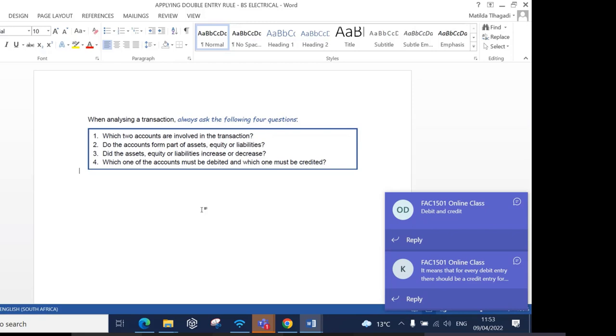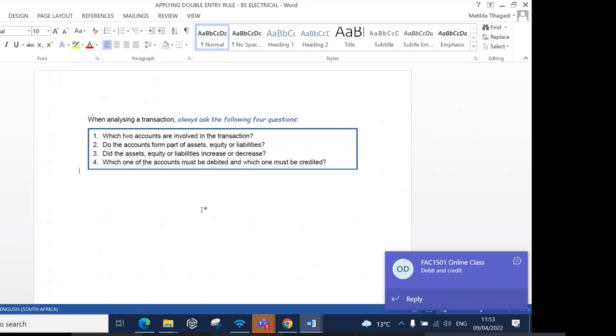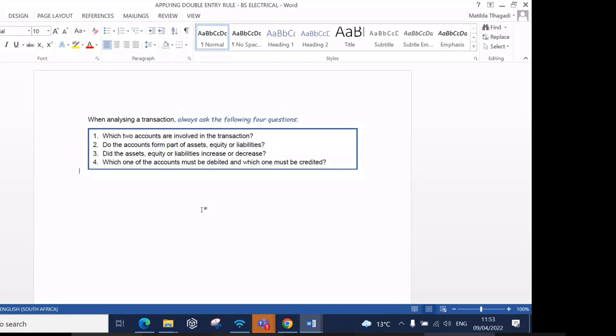For every debit, there should be a credit entry. So at the moment, I want us to apply that using those four points. I want us to apply the double entry principle.